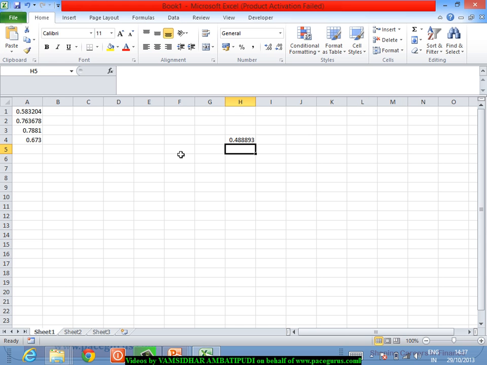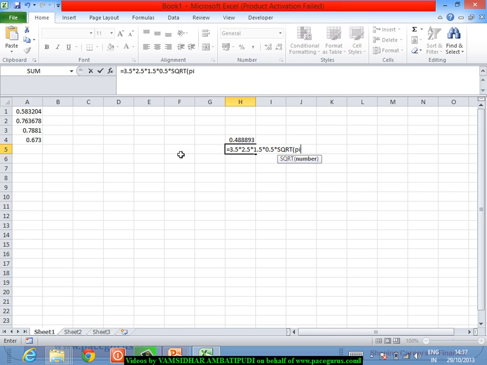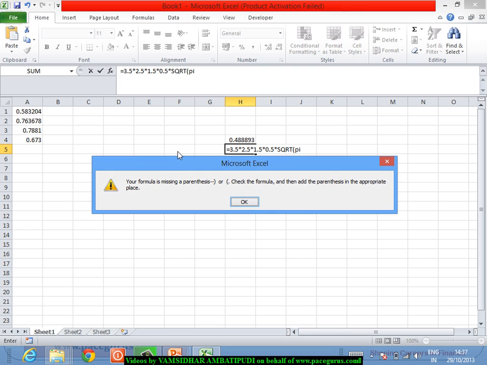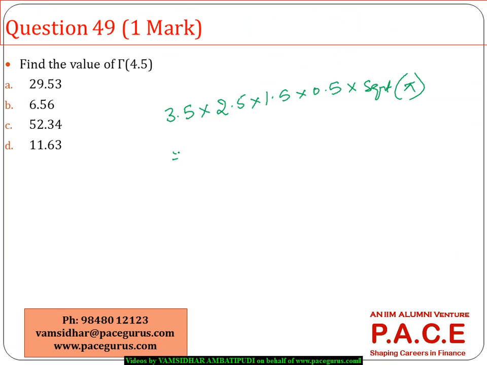So now you can go ahead with 3.5 into 2.5 into 1.5 into 0.5 into square root of pi, which is 11.63. So I have D as the option choice, working out for 11.63. So I can directly take that as the answer choice here. Okay, now the next question coming in.